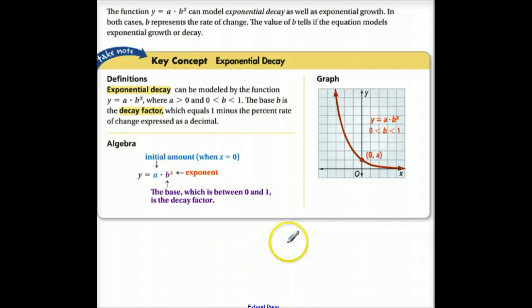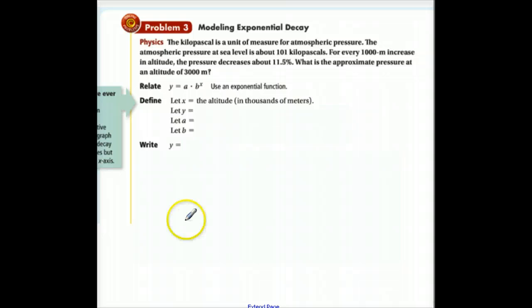All right, now on the flip side is exponential decay. Notice the graph goes down as it moves to the right. So same thing, it can be modeled with a times b to the x, that function rule. However, the base, the b value, is the decay factor, not the growth factor, which equals 1 minus the percent rate of change. So 1 minus the percent. Same thing, y equals a times b to the x, a is your initial amount, b is between 0 and 1. So in the last growth factor, it was always greater than 1. With a decay factor, it's always less than 1. Let's do an example.